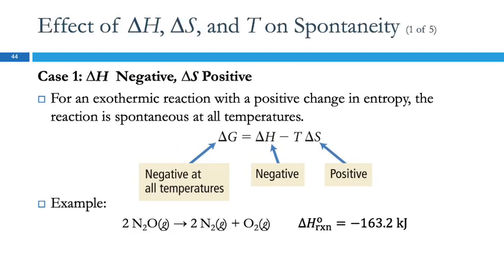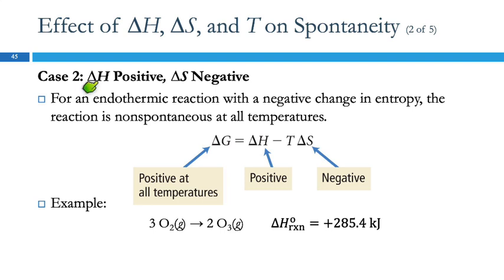So there are different combinations of positive and negative, which kind of gets back to the question earlier. If we have an exothermic reaction that has a positive change in entropy, so delta H is negative, and the change in entropy for the system is positive, then delta G is going to be negative at all temperatures. It doesn't matter what the temperature is.